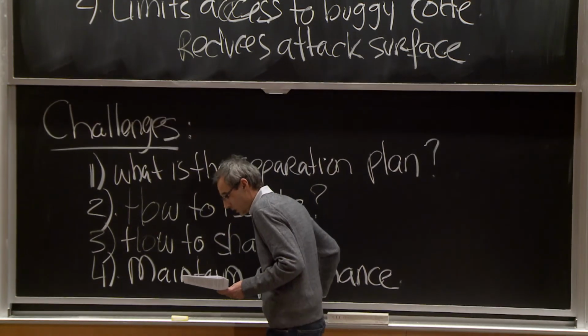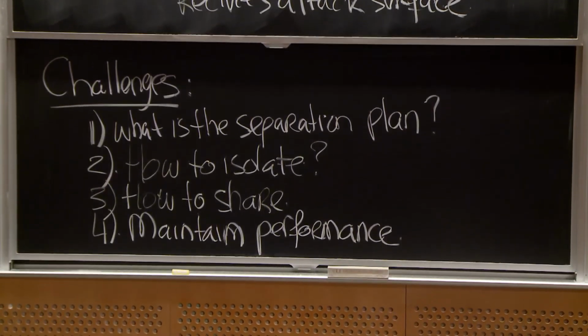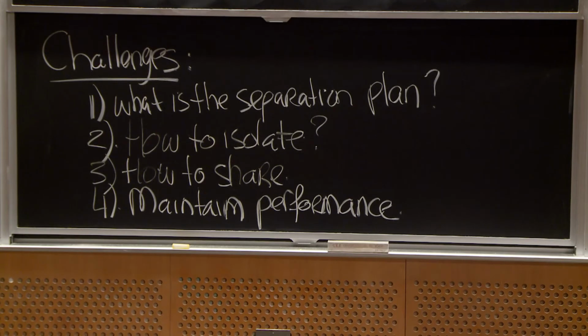So those are generally the four top-level challenges we're facing in implementing or applying this design approach of privilege separation.